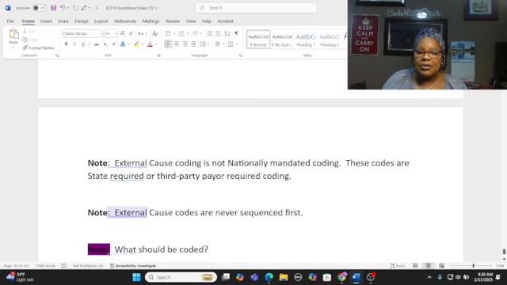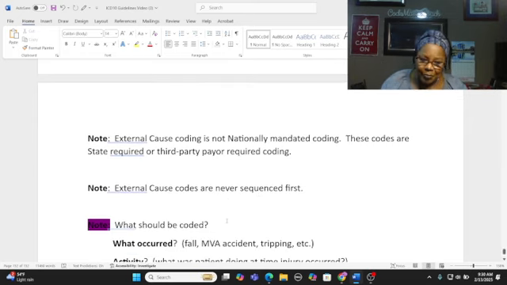I have another note that says external cause codes are never sequenced first. Because think about it, what are external cause codes? External cause codes have nothing to do with the diagnoses or the procedure. External cause codes describe what occurred, how it occurred, the fact that you were in a motor vehicle accident, the fact that because of that accident, it caused your injuries.